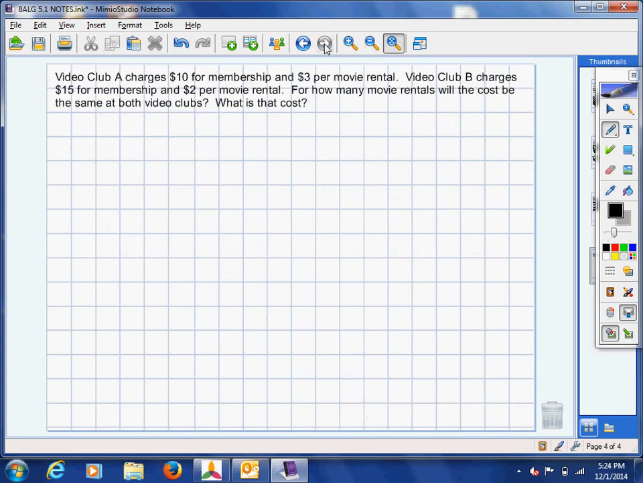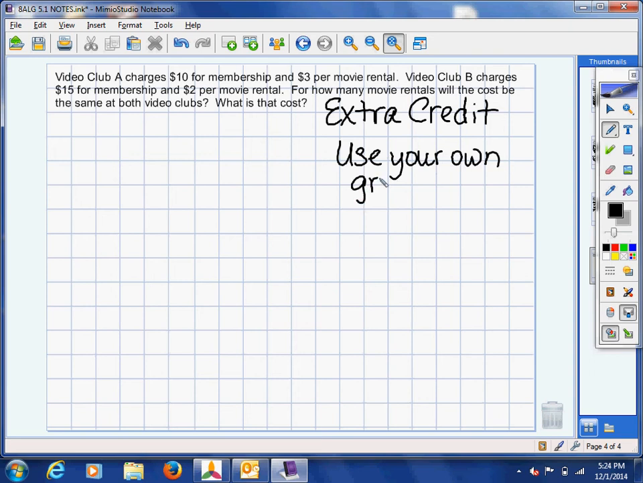I'm actually doing this one for extra credit. So on your paper, write extra credit. And don't use the grid. Use your own graph paper. Okay? I'm going to help you set it up. I want you to do this on your own graph paper because I want you to have plenty of room and plenty of space to set this up. Okay? Set it up.